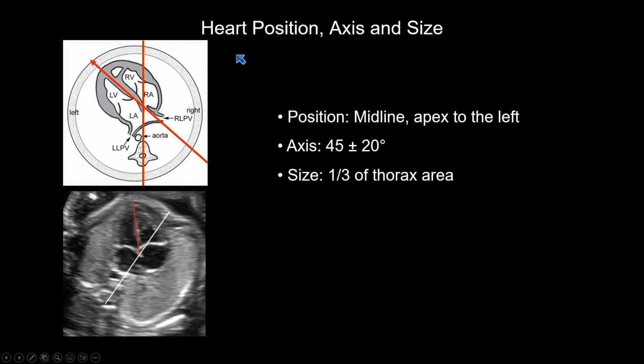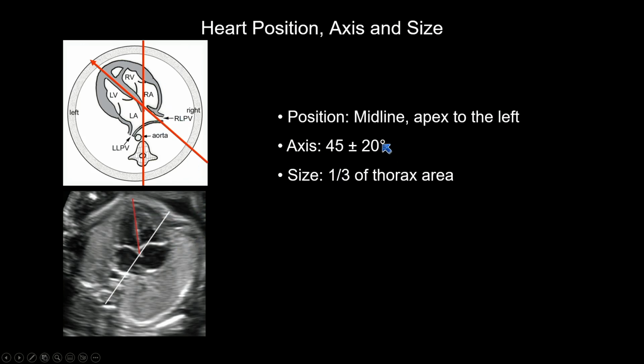One thing that was mentioned before is looking at the heart position and axis and size. The position should be midline, apex to the left. If you have hypoplasia, as an example of the left lung, and the heart is shifted more left, we call this levo position. Or the other side, where you have no right lung and the heart is now shifted to the right, we call this dextro position of the heart, and not dextrocardia, if it's still pointing to the left.